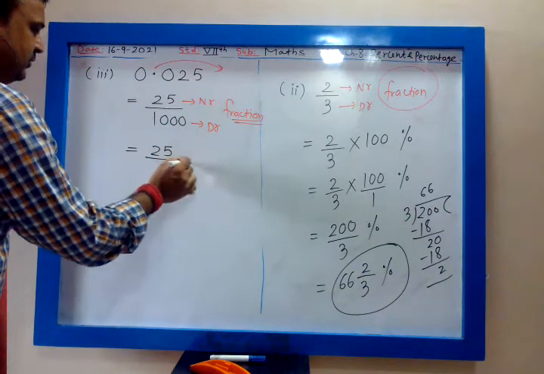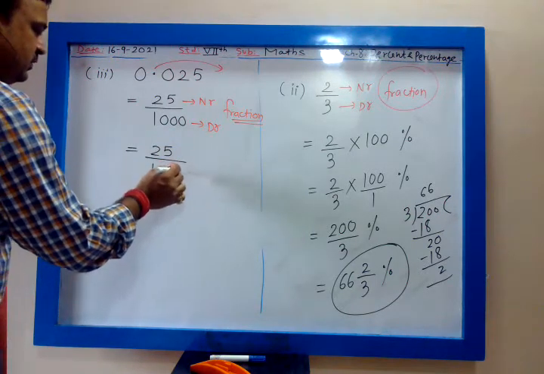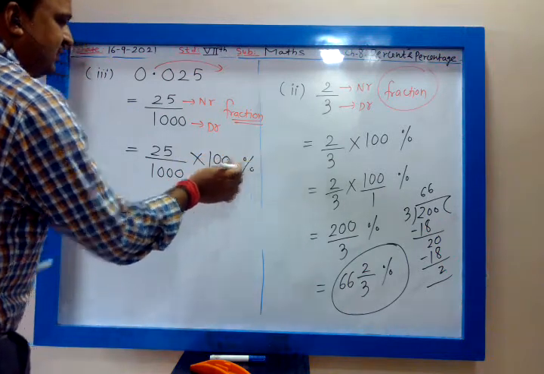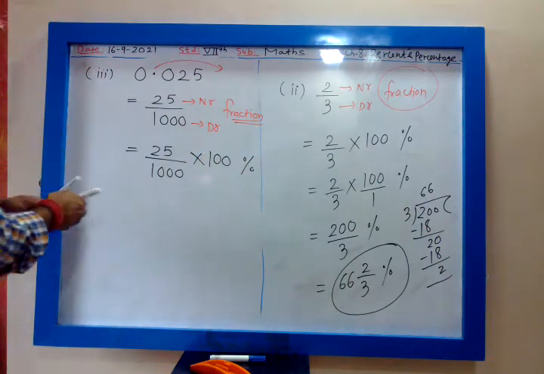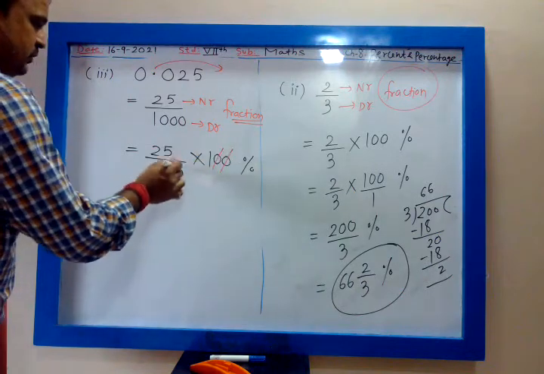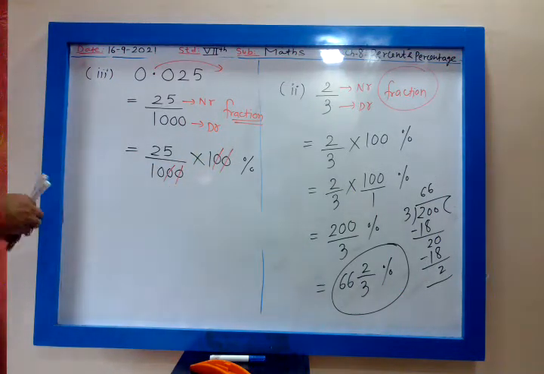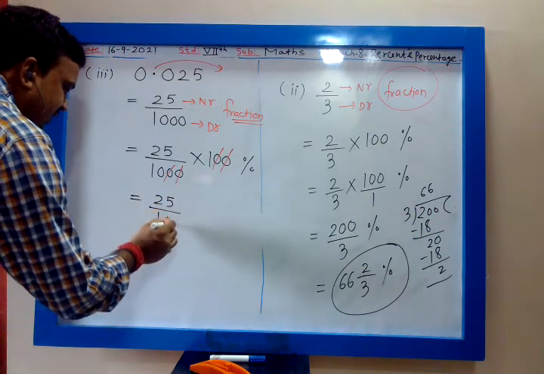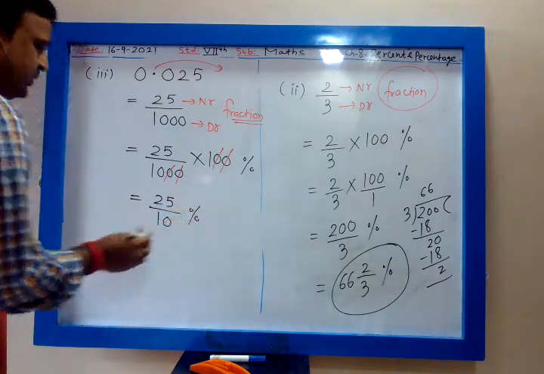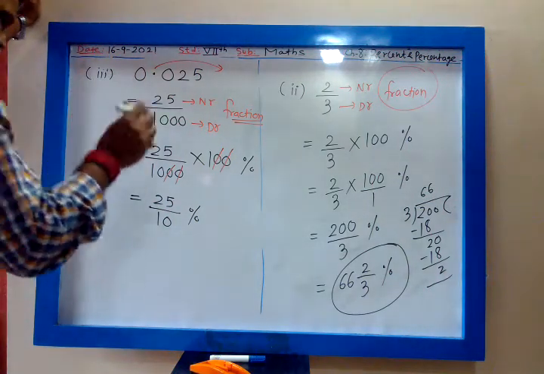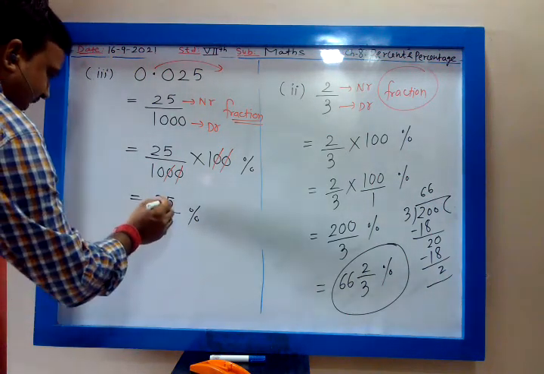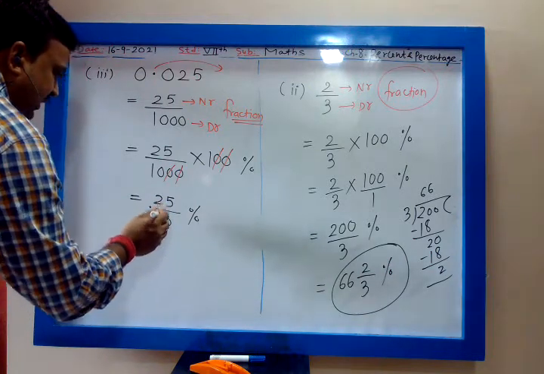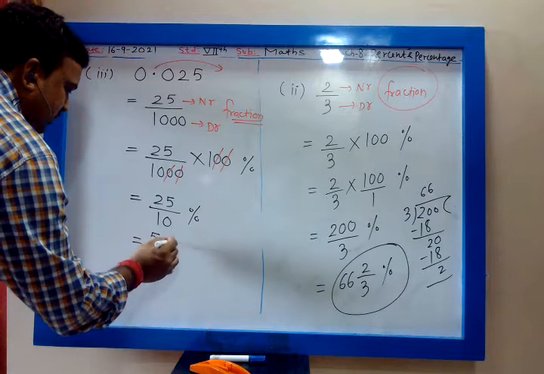So 25 upon 1000 multiplied by 100%. Then you can cancel the zeros of numerator with denominator. So 25 upon 10%. You can convert this into a mixed fraction. See, this I can write 25 upon 10. You can cancel, 5 fives are 25. Write it down in the lowest form.